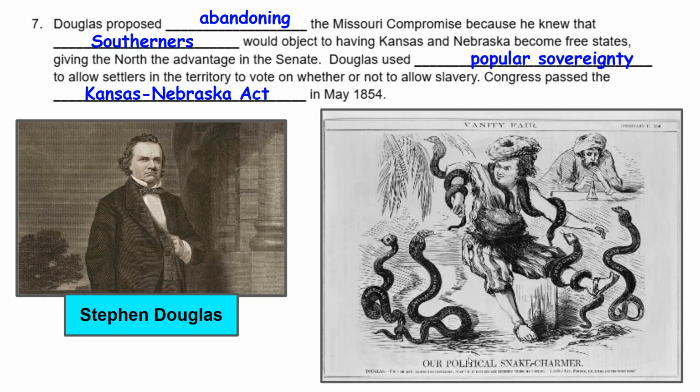Sometimes they were labeled as border ruffians because they were kind of thugs. And what they did is they just came in and staked territory so that they could make Kansas a slave state. Okay? You've got a political cartoon there, our political snake charmer, the man in the middle with all the snakes on him, that's supposed to be Stephen Douglas. And obviously the snakes are some of the bad things that are happening with slavery and the corruption that is happening at this moment.